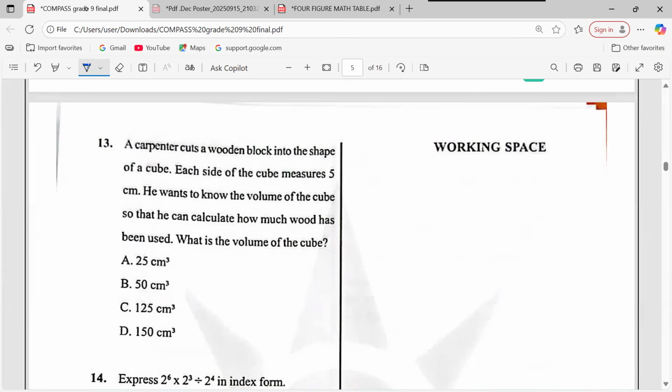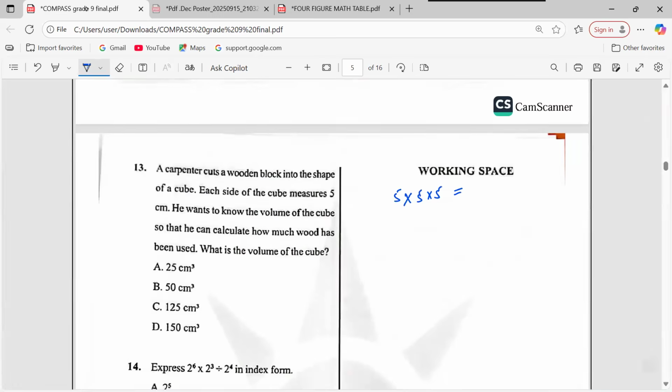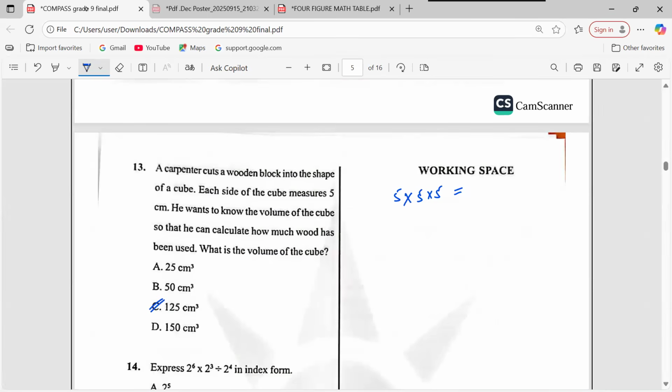So we can just check the question in detail. Each side measures 5 centimeters. He wants to know the volume of the cube so that he can calculate how much wood. Yeah, so in this case, we need to talk about a volume first, whereby it has been divided into 5. So 5 times 5 times 5 to give us volume of 5 power 3. This is going to be 125.